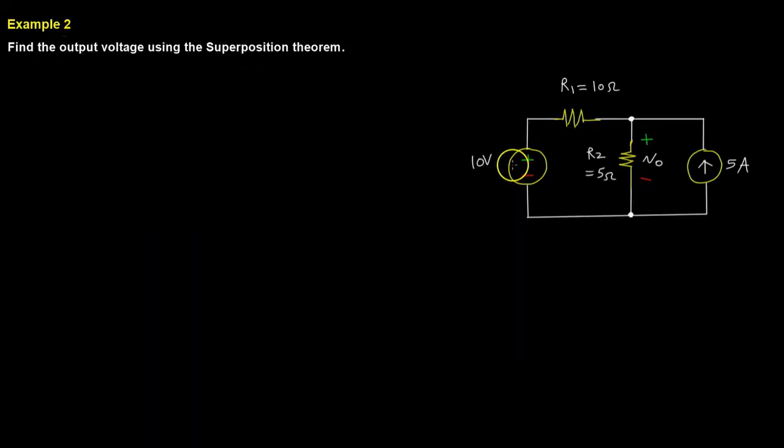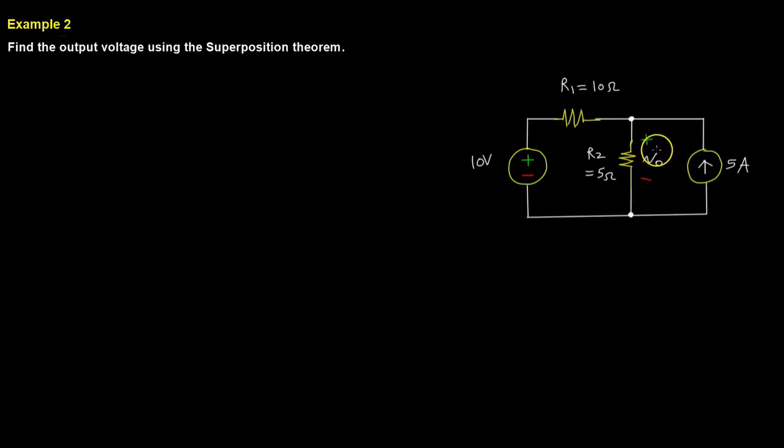Okay, so here's another simple example that we're going to apply the superposition principle to. Looking at this circuit, we see two independent sources, and there's an output variable that we need to find. If you just take away this independent current source, you have a simple voltage divider. And if you remove this particular voltage source, you have a simple current divider.